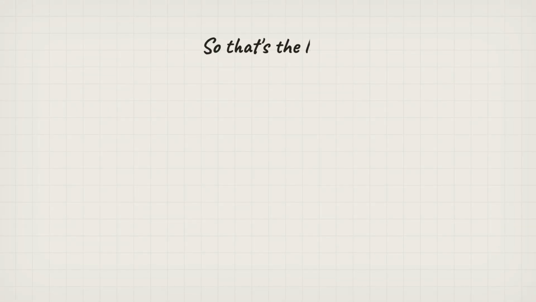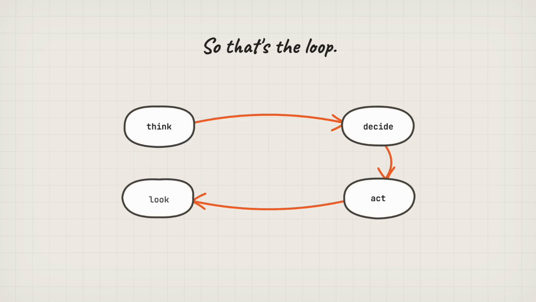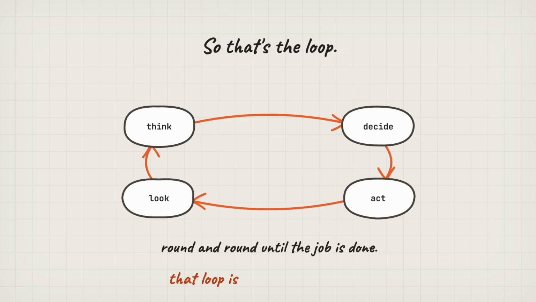So that's the loop. Think, decide, maybe act, look at the result, think again. Round and round until the job is done. And that loop is the core of what an agent is. The rest is built on top of this.